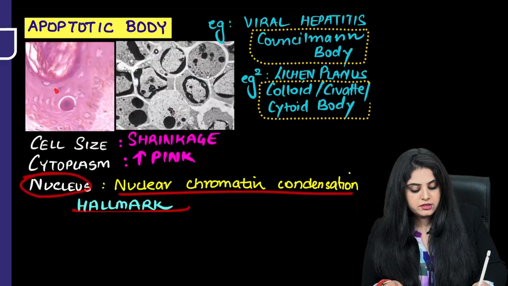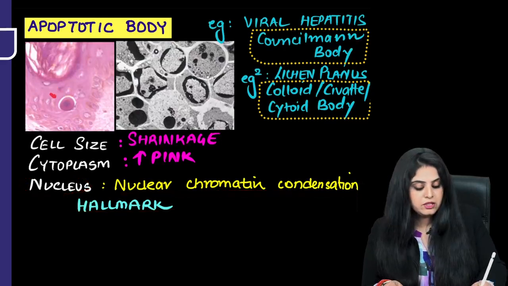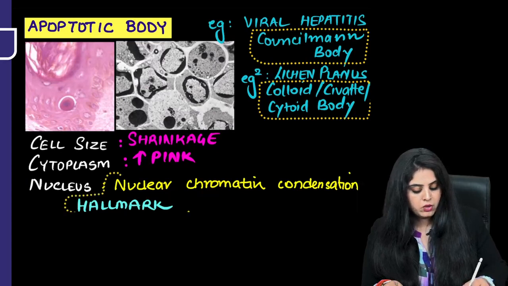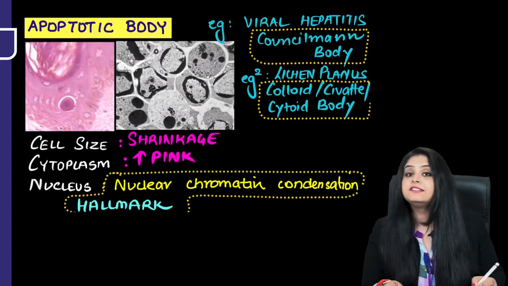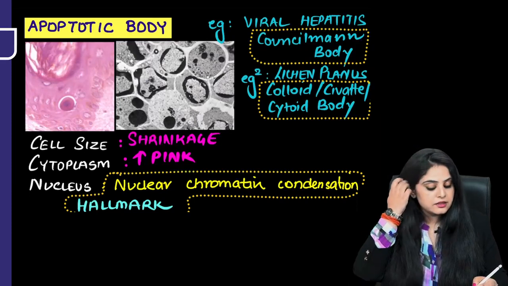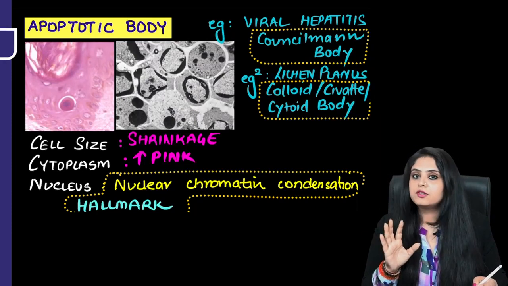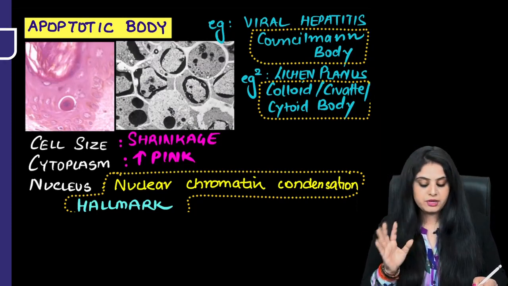Why is this? Look at this. The cytoplasm is looking very, very pink and the nucleus is looking very, very blue. Why? Because here comes the hallmark. What is the hallmark of apoptosis? NCC, nuclear chromatin condensation, is the hallmark of apoptosis. Everyone remembers this? Very important point. Okay?